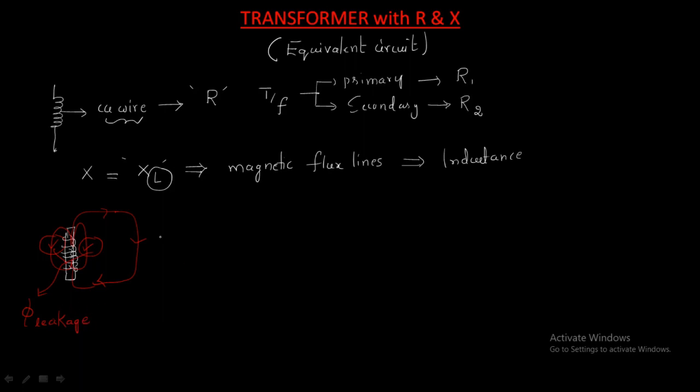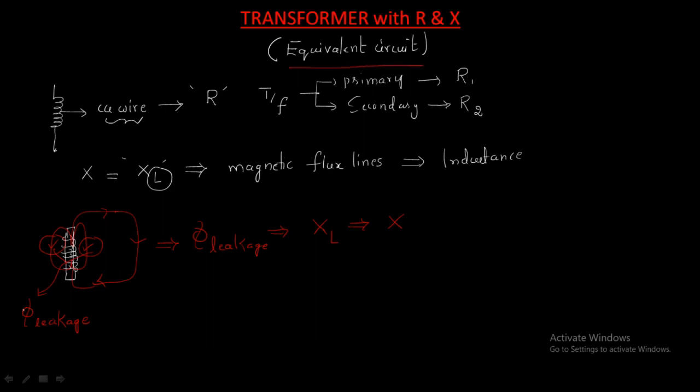Wherever the leakage flux is there, automatically due to the leakage flux, leakage reactance will be produced. This is represented with X. Why? The reason is inductance is produced by the magnetic lines. So that's why the complete transformer has resistance as well as inductance. This represents the complete equivalent circuit.